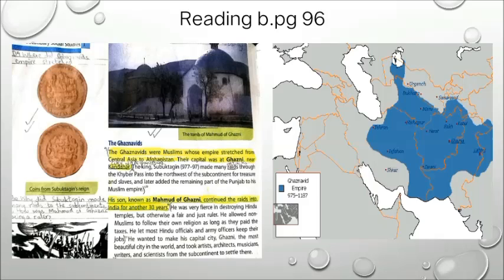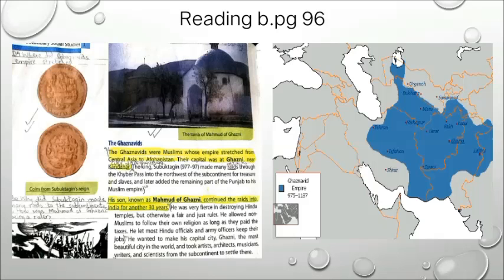He wanted to make his capital city Ghazni the most beautiful city in the world and took artists, architects, musicians, writers and scientists from the subcontinent to settle there. Now see this picture on your left-hand side. It says coins from Subcontinent's reign. They were basically silver coins and the currency used at that time was the dirham. These coins had Arabic, Sanskrit and Persian writing on them.